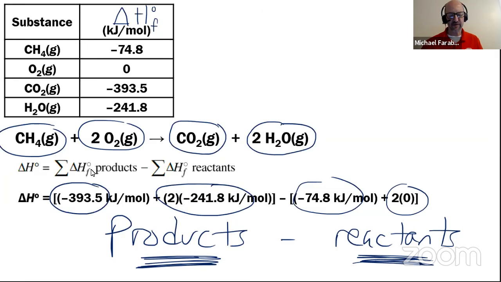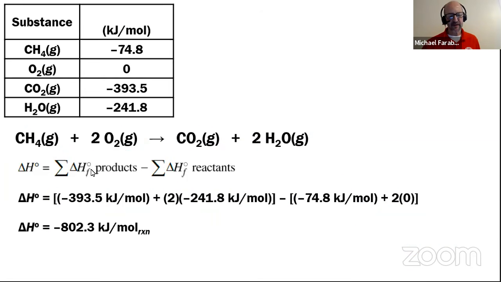So again, one of the differences between those 2 equations is that we are talking about bonds versus the entire substance as a whole. All right, if I go ahead and finish off this math, no big surprise, we get that negative 802 that we have seen earlier. So again, this is the combustion of methane.